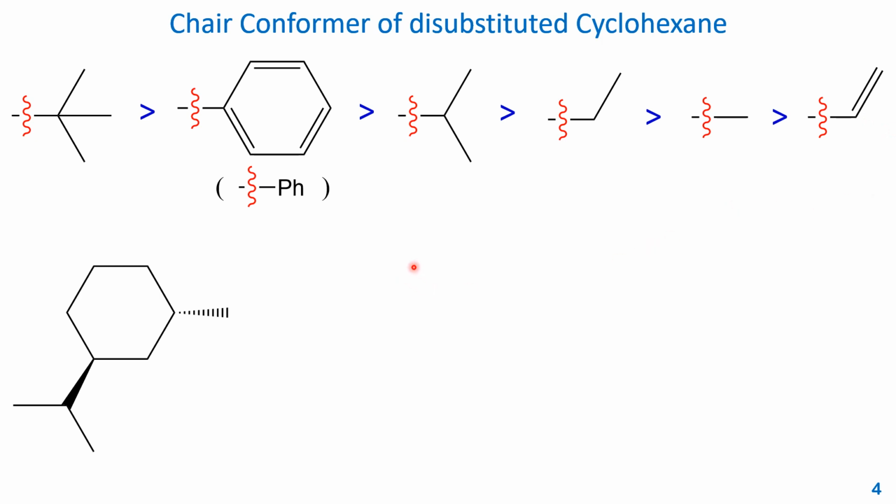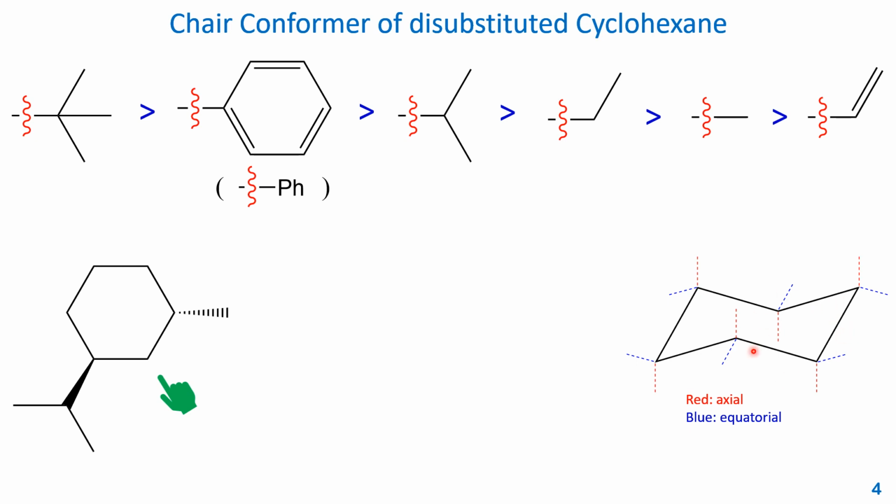Now, there's a rule here. We need to put the larger group equatorial. That's the rule. Okay, now I will look at this side view from this side, and this is just to remind you of the axial and equatorial positions again. Remember, we need to put the larger group here. The isopropyl group is larger than the methyl group, so we need to put this isopropyl equatorial, and at the same time, it must be up.